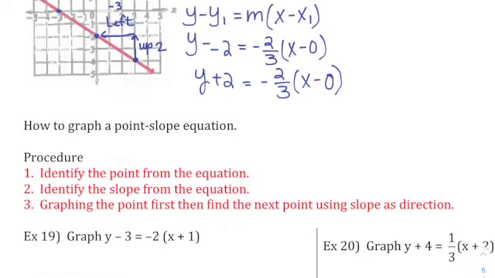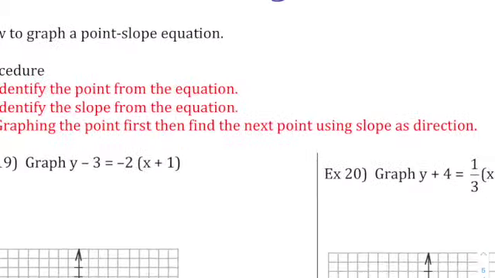And one last thing: how to graph a point-slope equation. To graph a point-slope equation, there is a procedure. 1. Identify the point from the equation. 2. Identify the slope from the equation. 3. Graph the point first, then find the next point using the slope as direction. So again, slope is rise over run.